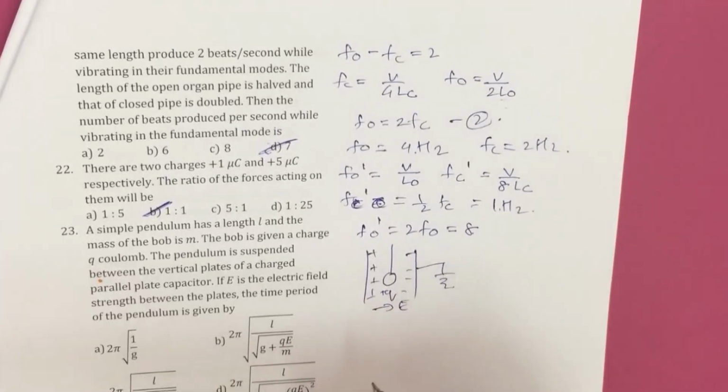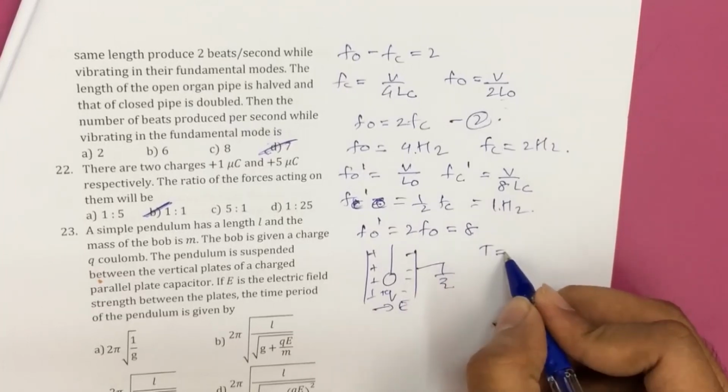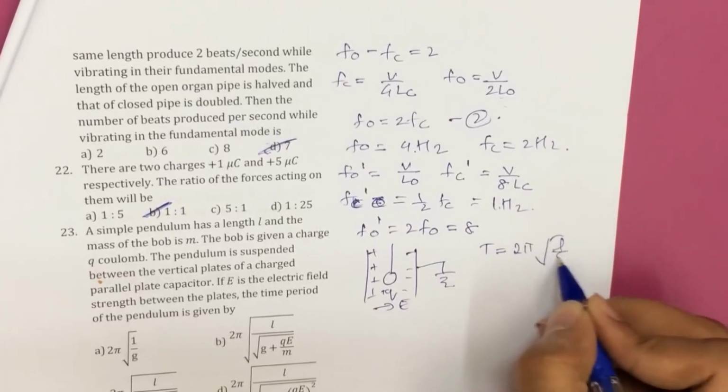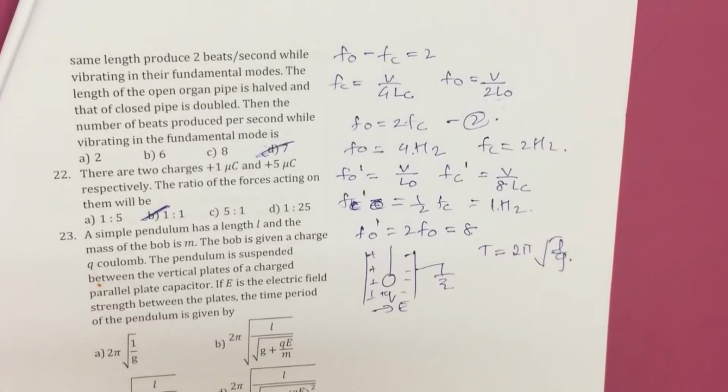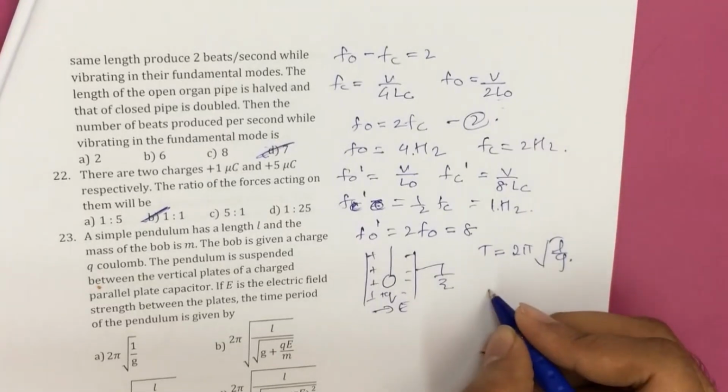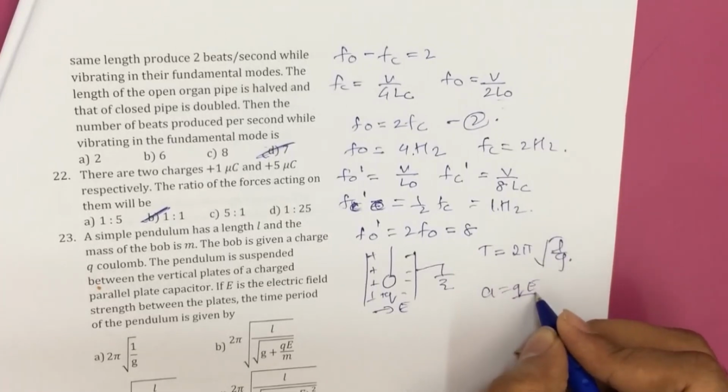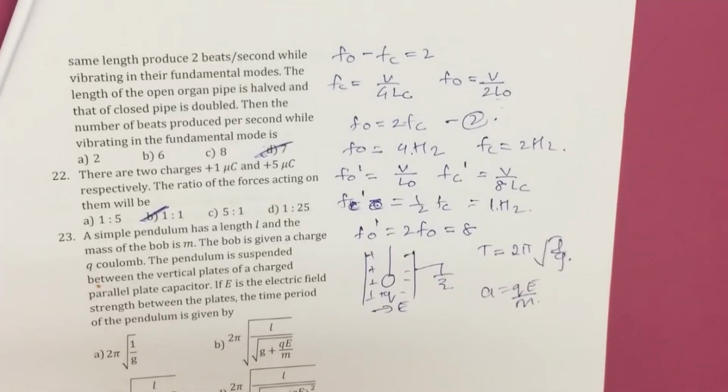And this is how the electric field is. As we know, the time period of a normal pendulum is 2 pi root of L by g. When it is suspended between the vertical plates of a charged parallel plate capacitor, a certain amount of acceleration will be produced. So a will be equal to qE by m. This acceleration acts horizontally and acceleration due to gravity acts vertically.